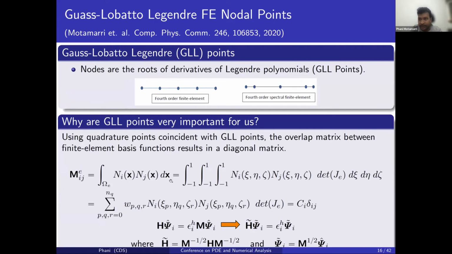So if you use a quadrature rule which is coincident with the nodal locations, you can in fact get a diagonal overlap matrix. But this is a reduced order quadrature rule in comparison to the traditional Gauss quadrature rule. Hence we only use this Gauss-Lobatto-Legendre quadrature rule for evaluating the integrals arising in the overlap matrix. However, we use the traditional Gauss quadrature rule in computing the matrix H, which requires a higher accuracy in computing the integrals.